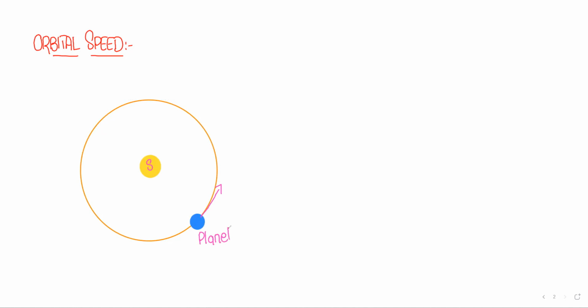So if we consider any planet which is moving around the Sun in a circular path or in an orbit, let's suppose it is moving with some speed which is known as the orbital speed, because that speed is used to move in an orbit. So that is orbital speed v. And the distance between the Sun and the Earth is represented by r, that is the orbital radius.